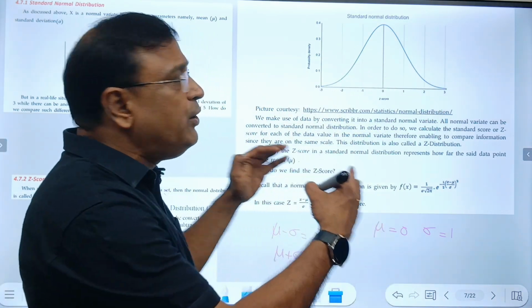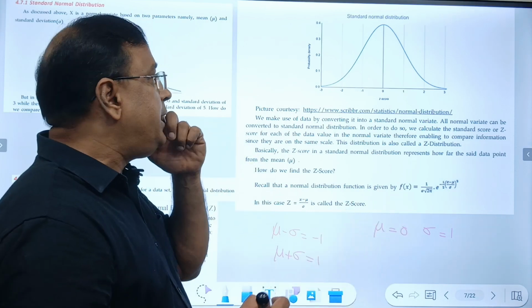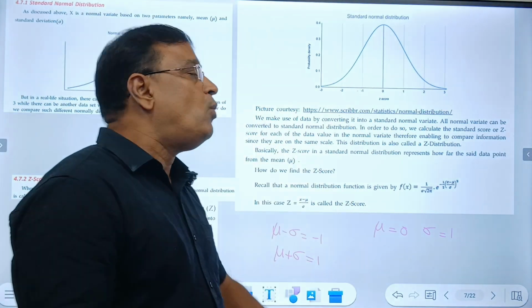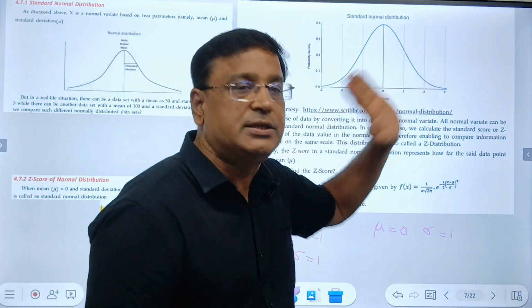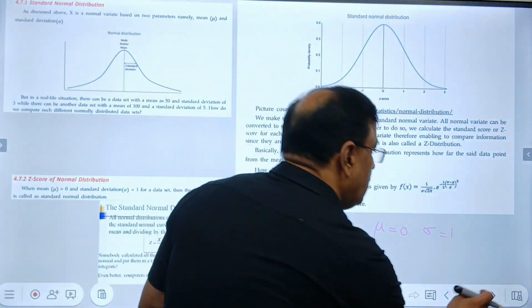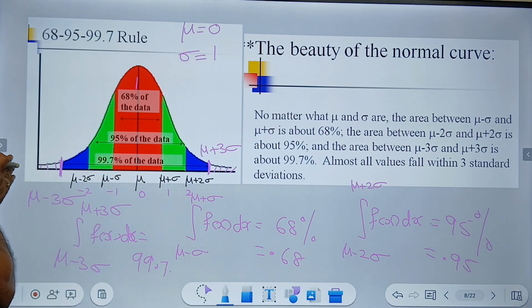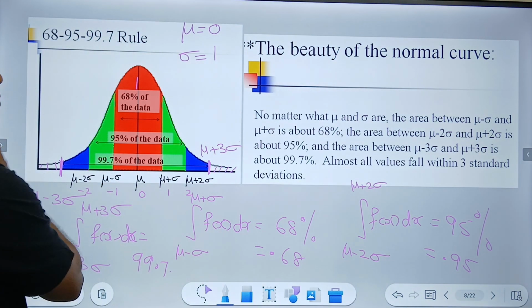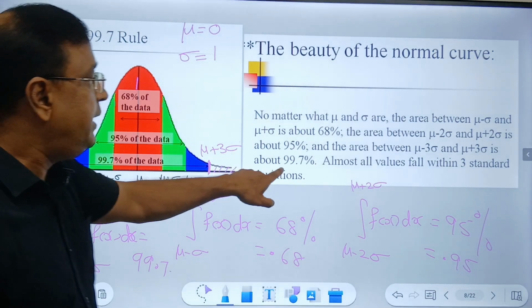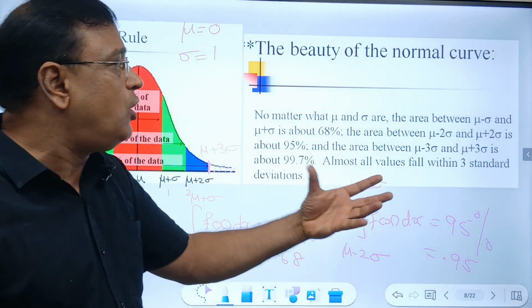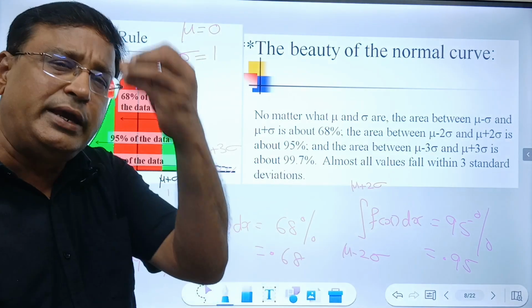I don't go beyond 3 because my area contribution is around 99.7%, only from minus 3 to plus 3. Isn't it? That's what we did here. Remember? From mu minus 3 sigma to mu plus 3 sigma, my area is around 99.7%. After that, the contribution is very, very minimal, so I ignore it.